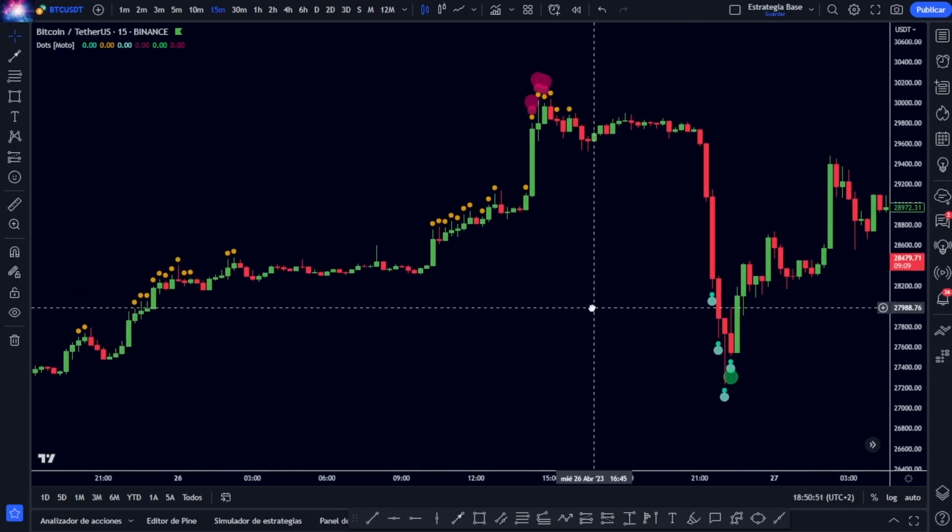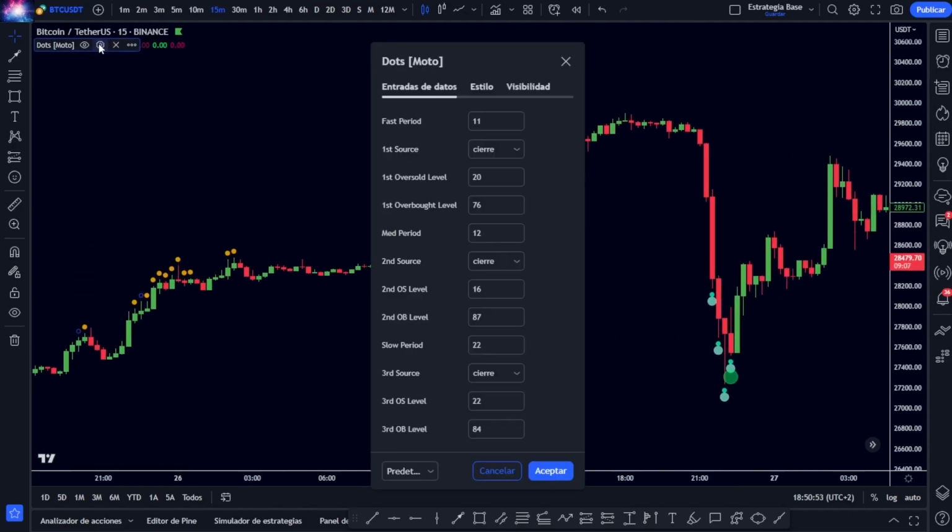But as you can see, there are too many signals, so we go directly to configuration, and in the fast period we change it from 11 to 15, the first oversold level we are going to change from 20 to 30, and the overbought level from 76 to 70, the mid period we are going to raise to 20, and the slow period we are going to change to 25.